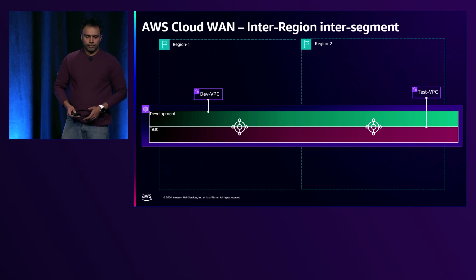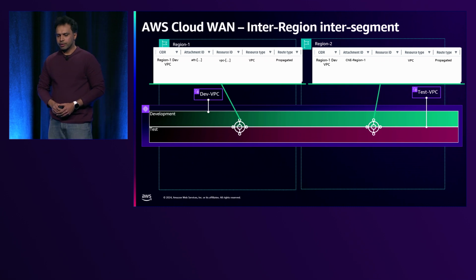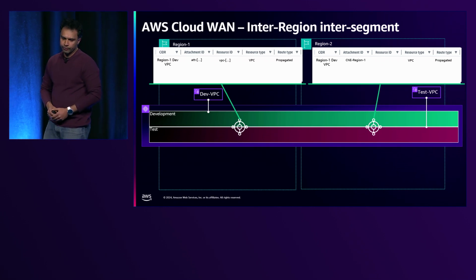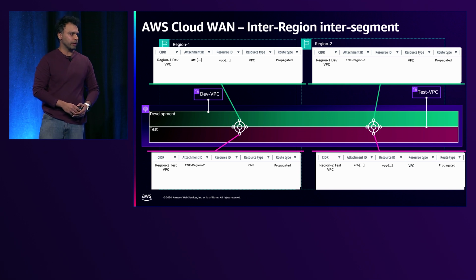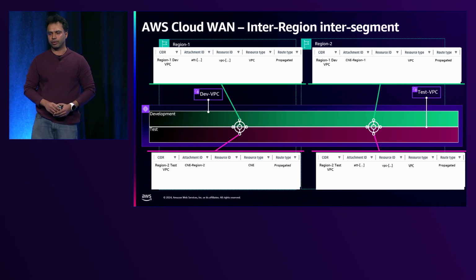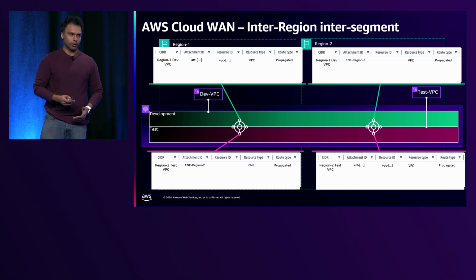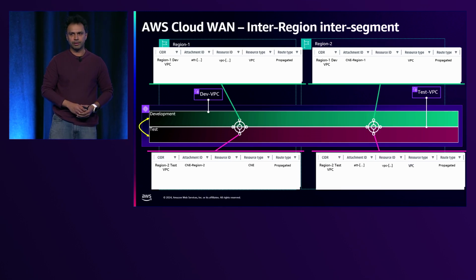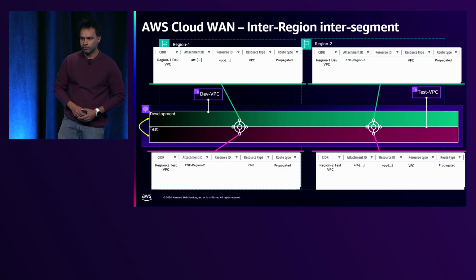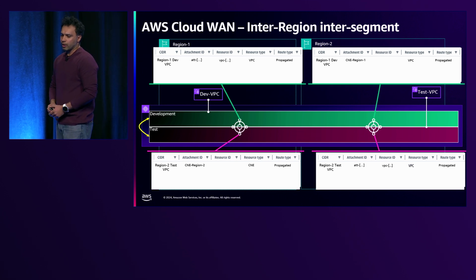At the top, you have your dev segment's routing tables, and as expected, you only see the dev VPC CIDRs. At the bottom, you have your test segment's routing tables, and you only see the test VPC CIDRs. Now, your requirement is to provide connectivity between these 2 segments, or between VPCs that are connected into these segments. You do this using the Cloud WAN policy.